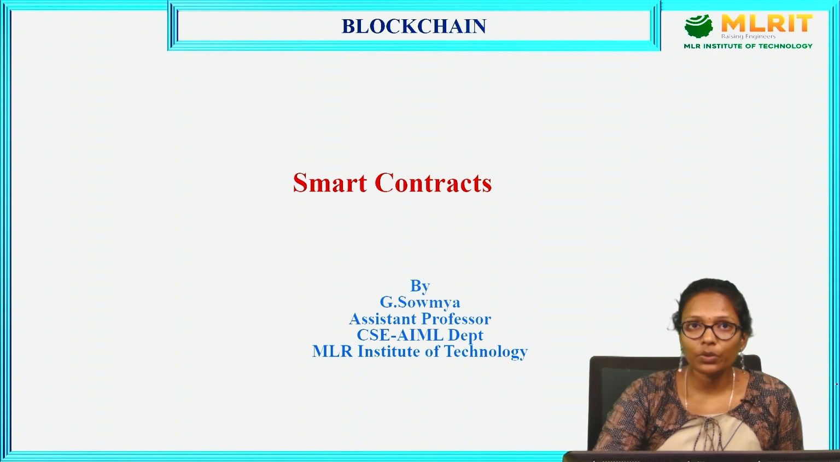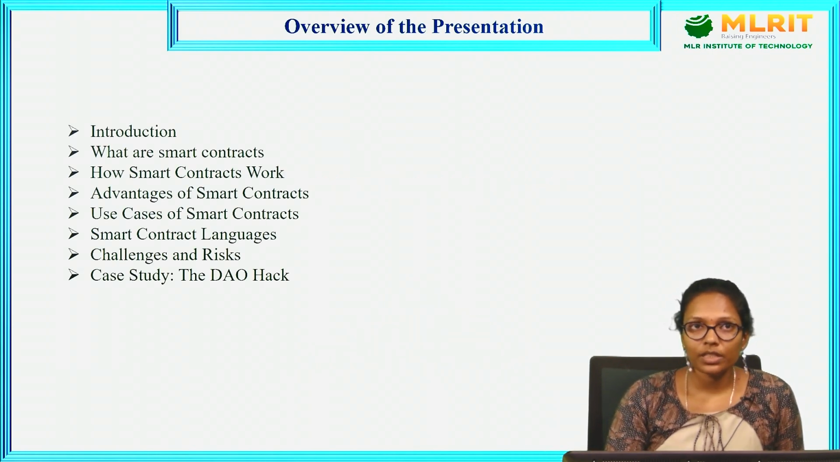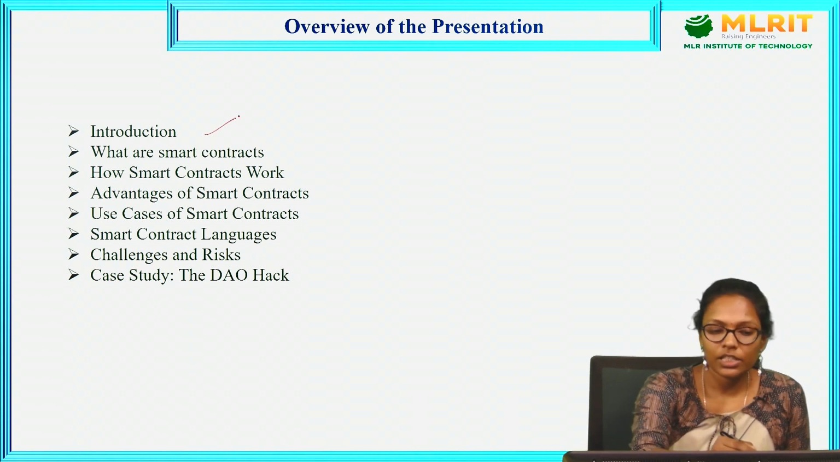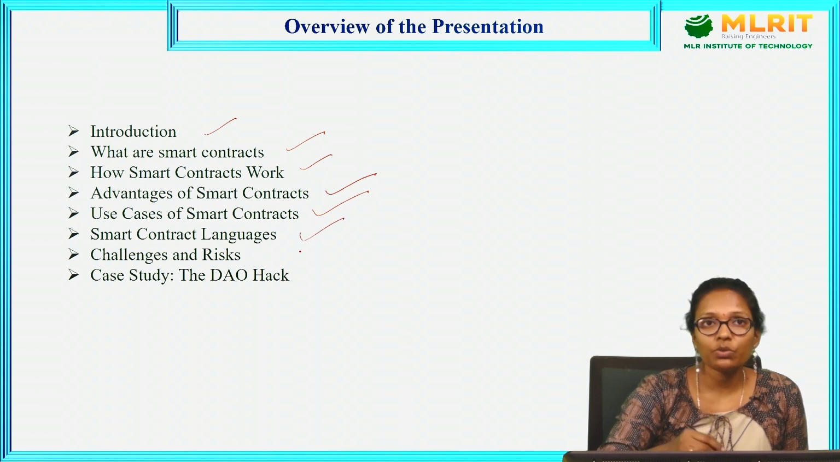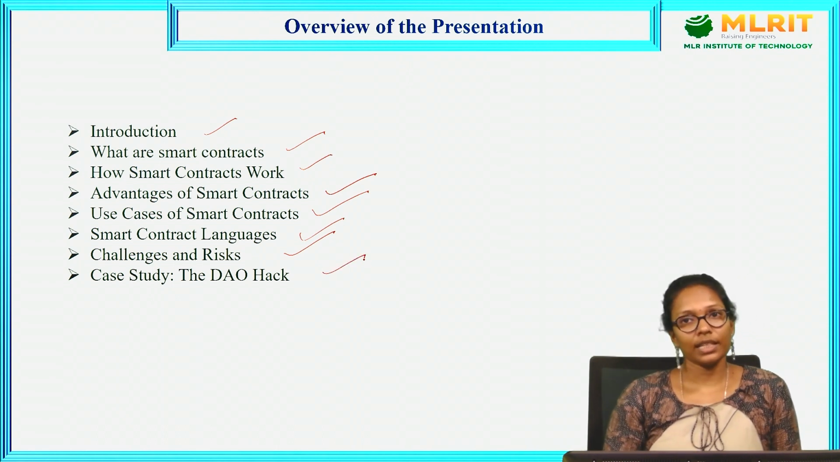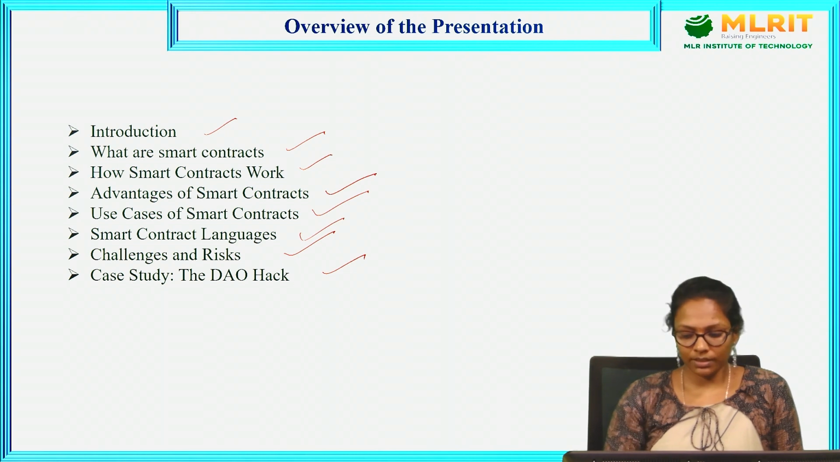In this video, we are going to discuss smart contracts. The overview of this presentation covers an introduction to smart contracts. What do you mean by smart contract? How do smart contracts work? Advantages of smart contracts, different use cases of smart contracts, and what are the different programming languages we are using to develop smart contracts, and the challenges of smart contracts. We will also see the DAO attack, the same DAO attack which we discussed in the last video. We know that the DAO attack happened just because of a smart contract, so we will discuss that again here.